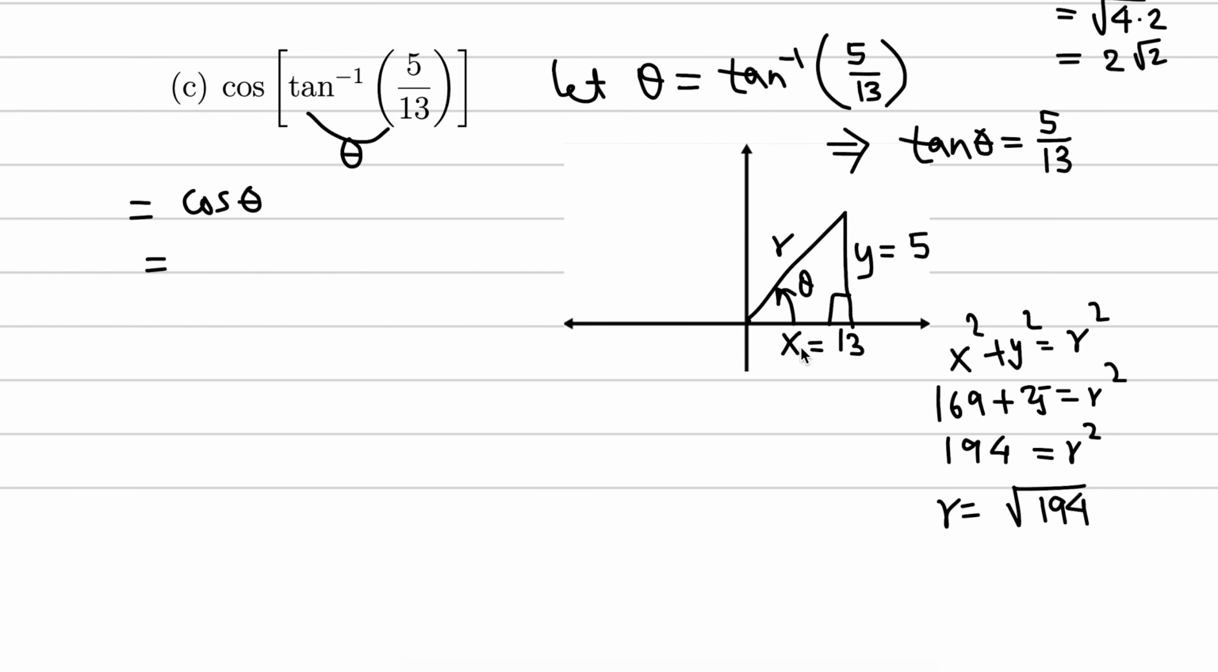Now cosine theta, x over r. x is 13 over r is root 194, and you don't have to rationalize. Final.